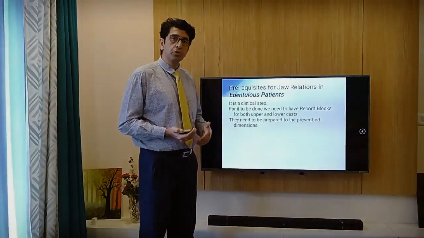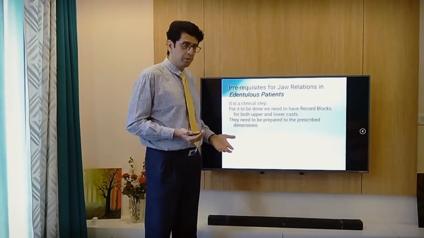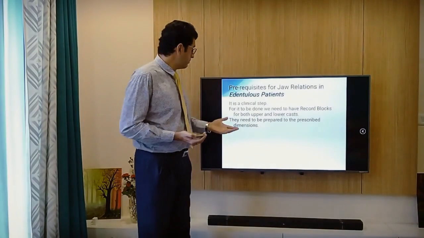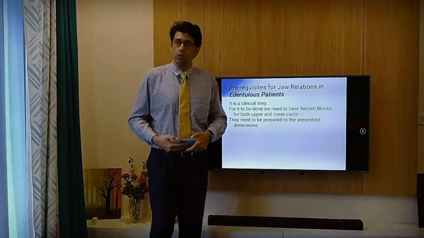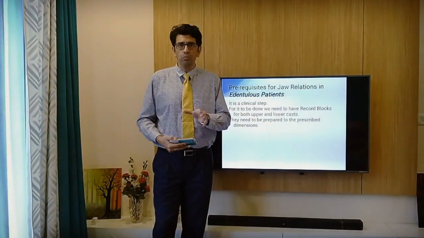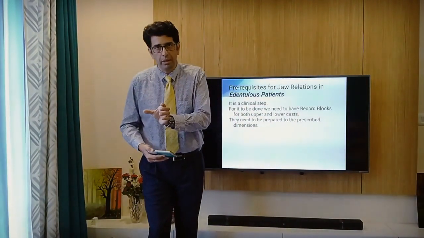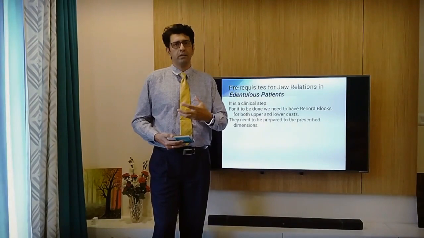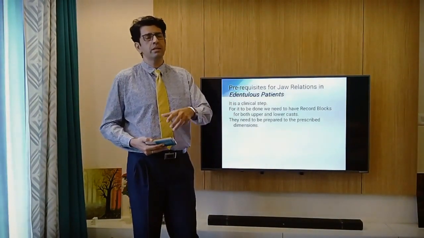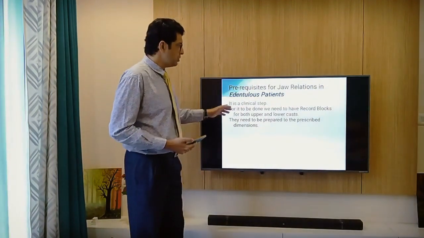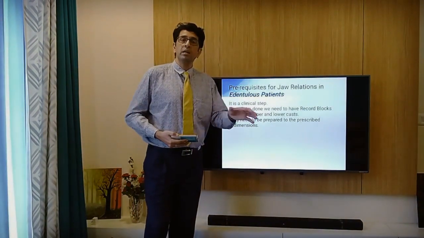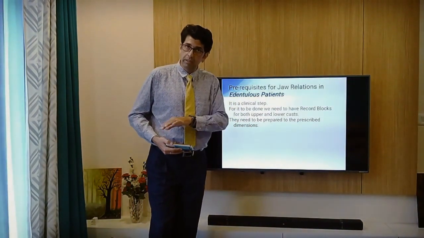So what are the prerequisites for jaw relation in an edentulous patient? It is a clinical step. For it to be done, we need to have what is called a record block. Don't worry about the word record block. A record block is basically the record base and the occlusal rim together. Some schools call them record blocks. Some schools just say occlusal rim. That's fine. Okay.